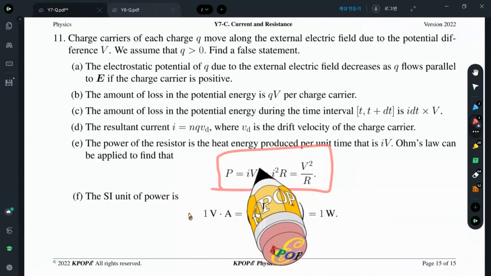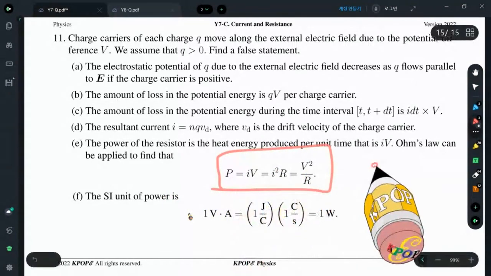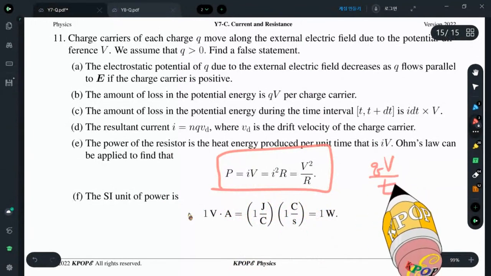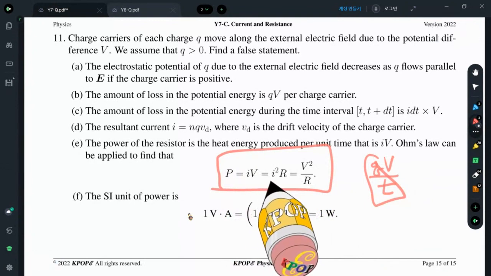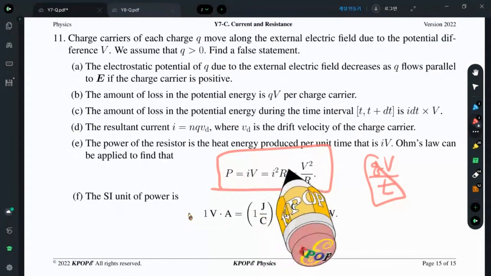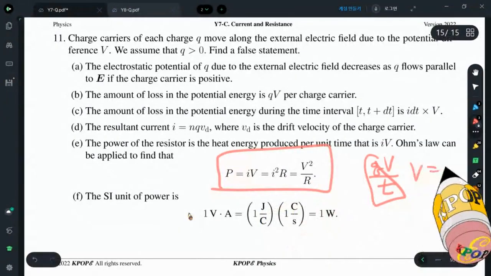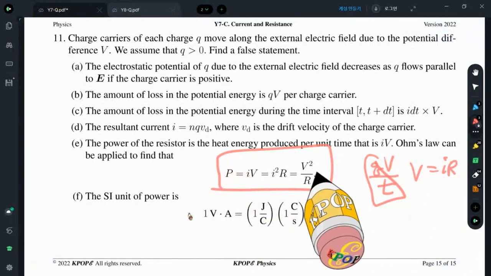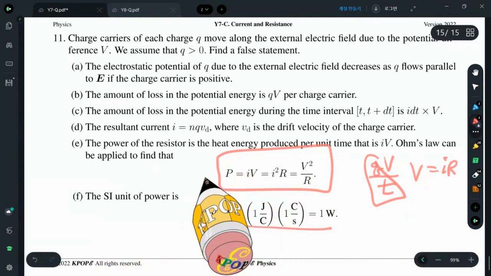Power consumed by a resistor, power, IV, is charge multiplied by potential divided by time. So this is the current I, and V equals IR is Ohm's law. The potential difference between the two terminals of a resistor is V equals IR. Using this formula, this power can be expressed in three ways, and you have to remember the SI units for the power.